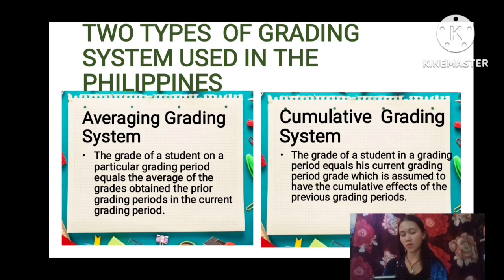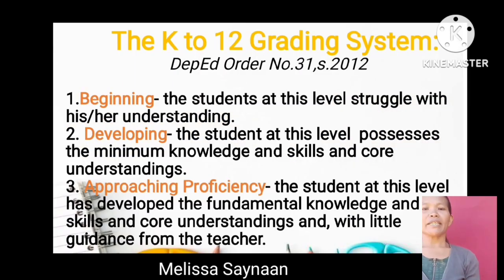The second one is the cumulative grading system. The grade of a student in a grading period equals his current grading period grade, which is assumed to have the cumulative effects of the previous grading periods.